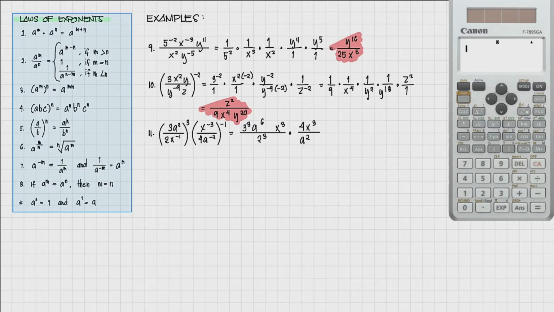So I think we could simplify the terms now. So let's rewrite it. We have 3 times 3 is just 3 times 3. Or rather, 3 times 3 is just equal to 9. And then 2 raised to 3 is just equal to 8. Tama ba? 3 times 3 is not 9. That's 3 raised to 3, which is equal to 27.